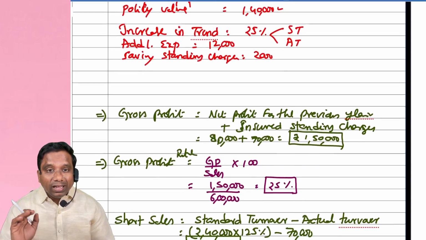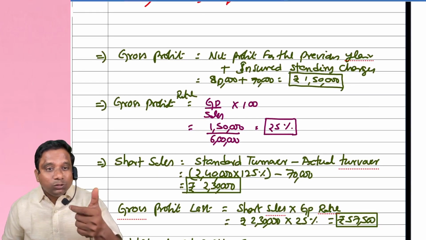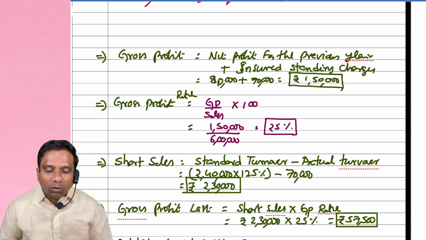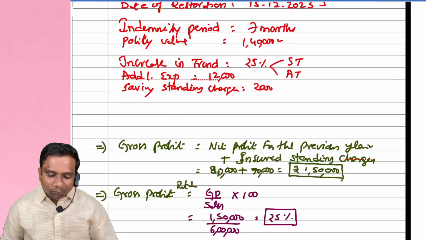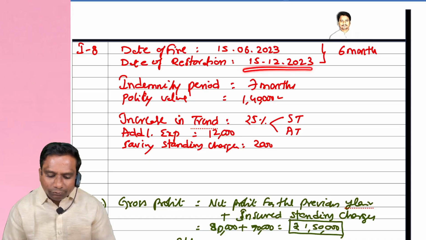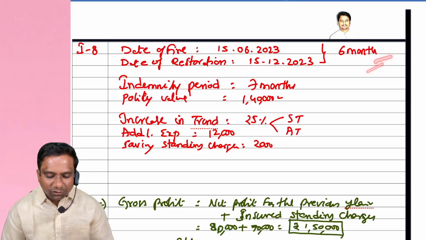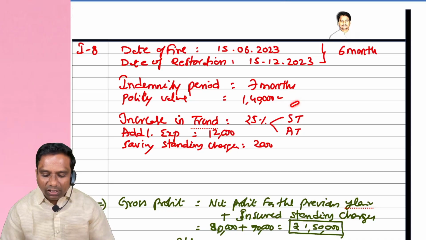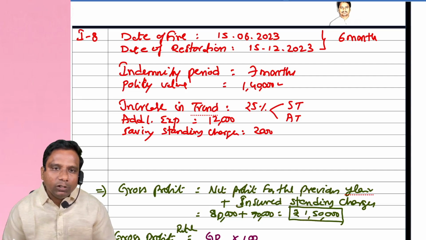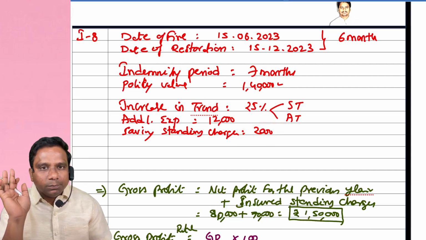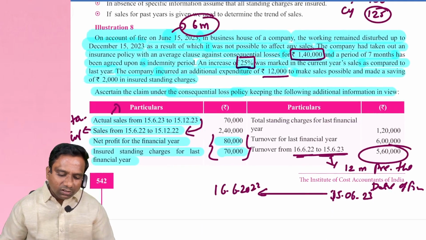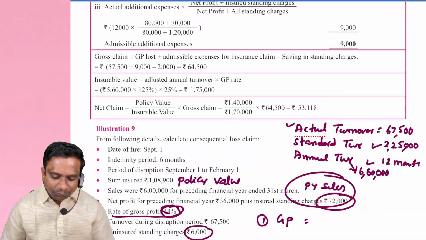And why I am saying this approach is that the next problem we are going to solve is a very typical problem. That's why I am saying follow these steps. See, look at the basic data: date of fire, date of restoration. How much time period? 6 months. Indemnity period 7 months. Policy value 140. Increase in trend 25%, applicable for standard turnover and annual turnover. Saving in charges 2,000. Like this, you can draft the minimum data. I hope illustrations 8 and 9 are clear, students.